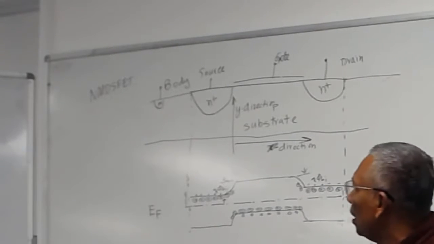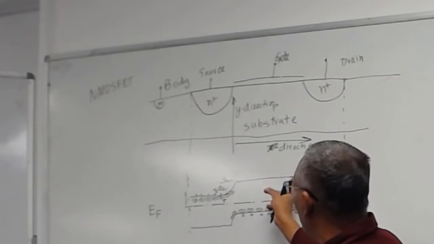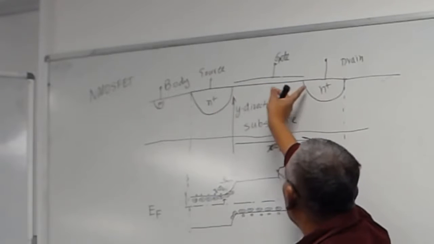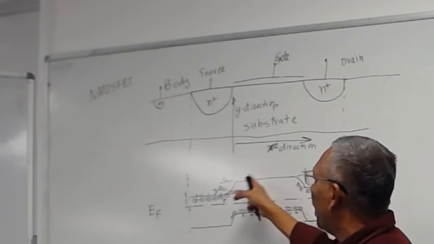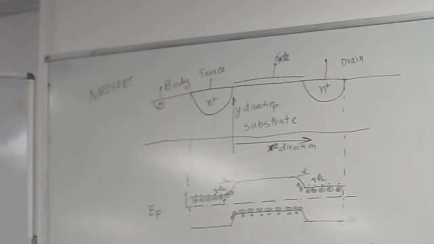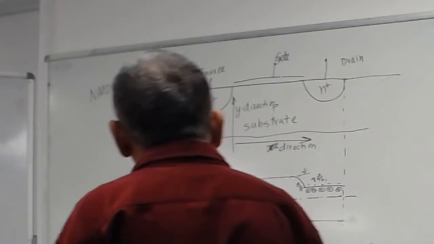And as you can see, this is the barrier here. You have lots of electrons here, lots of electrons here, but because of the barrier, they cannot go. So then this is the X direction.